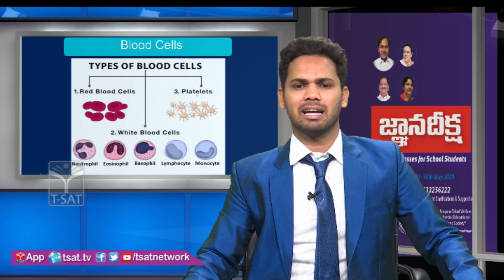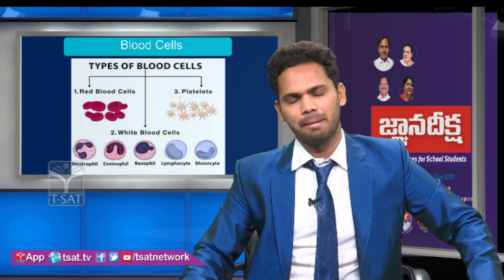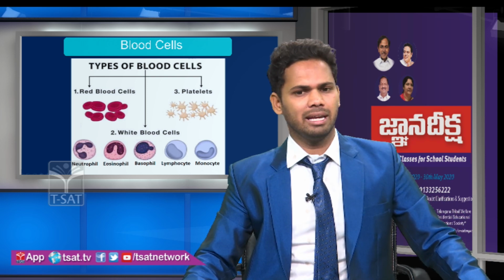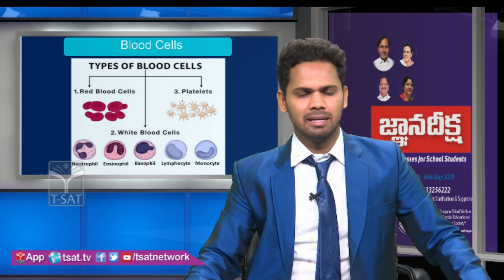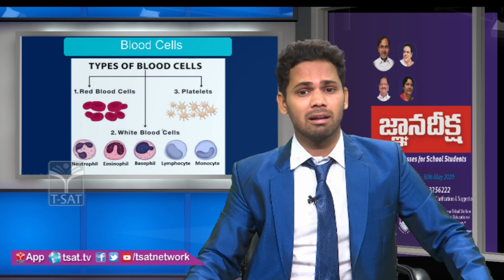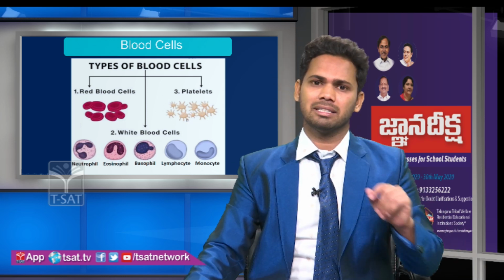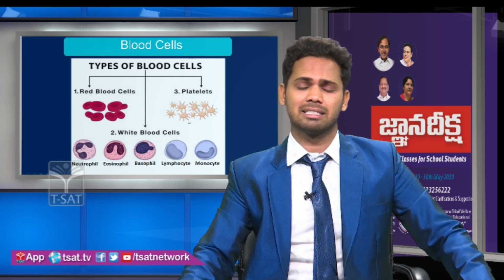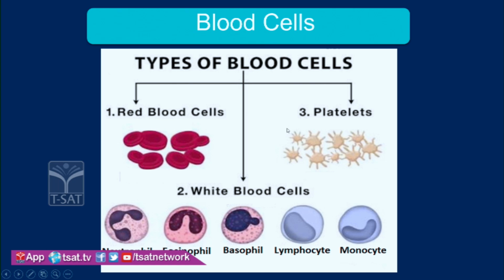Now, the third type of blood cells we call platelets. Platelets are also a very important type of blood cells. They are involved in the blood clotting process. If they do not produce some enzymes like thrombokinase, or if there are no platelets in our body, we may get a problem with blood clotting. Blood flows out continuously at the time of injury.